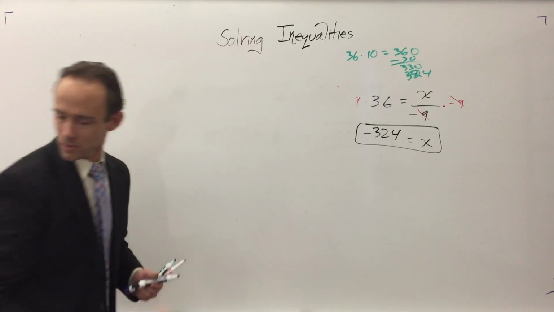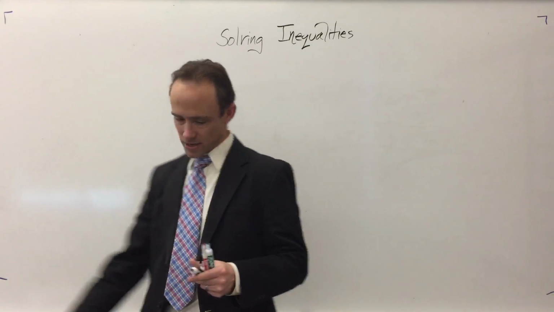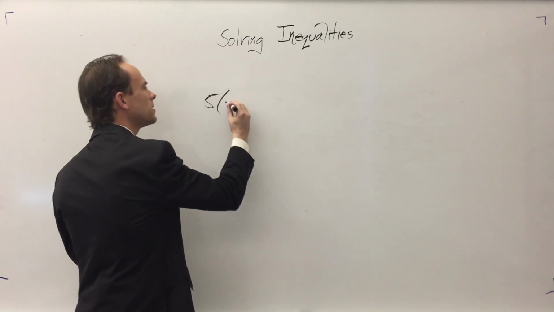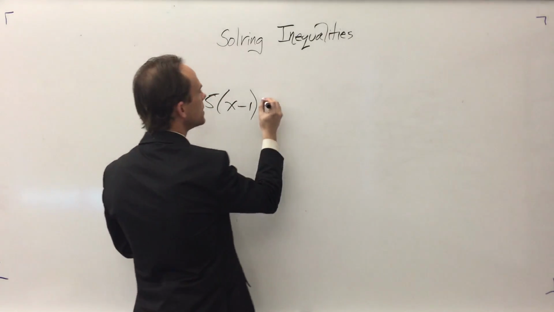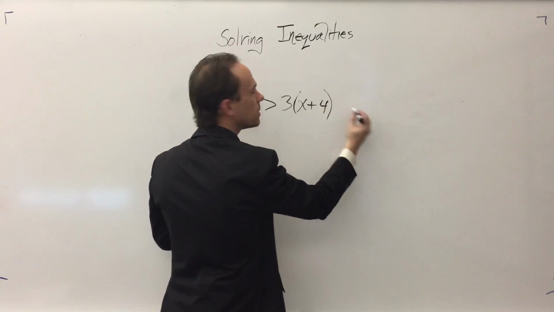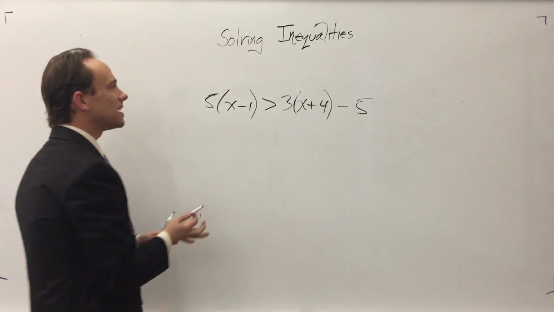Let me hit you with one more before I head on out of here and grade some more of these finals. Let's go, number 5. X minus 1 is greater than 3x plus 4 minus 5. All right, let's go get this thing right now.